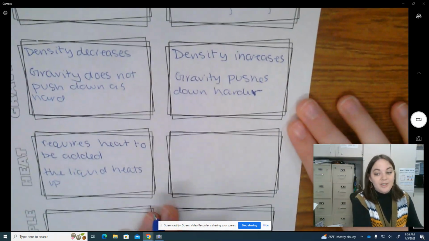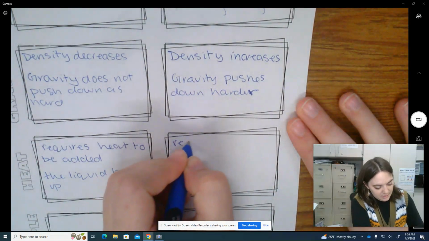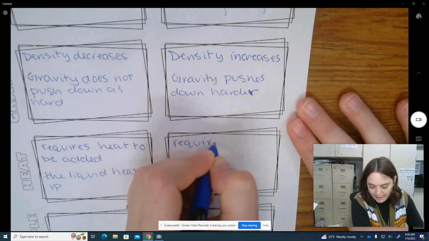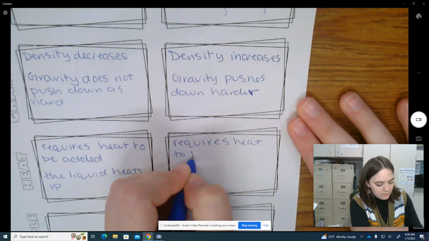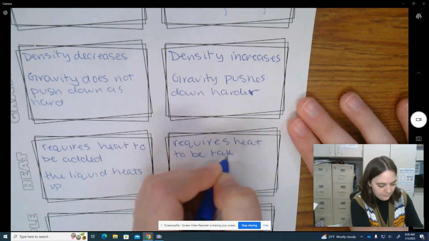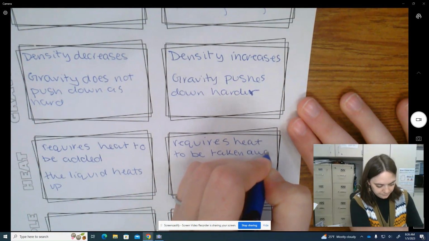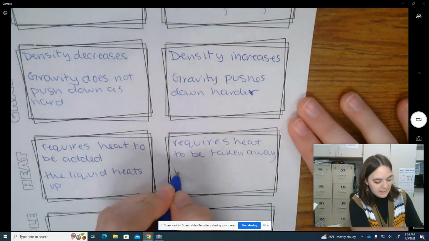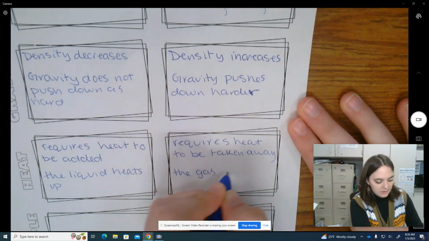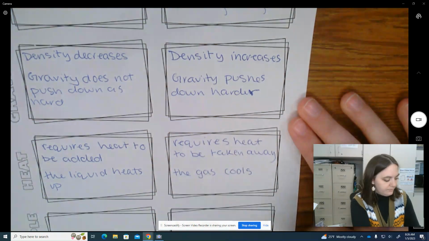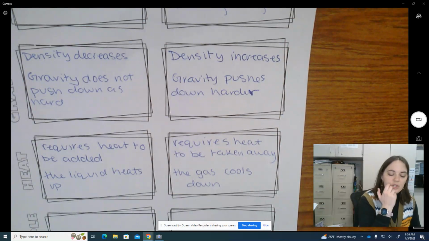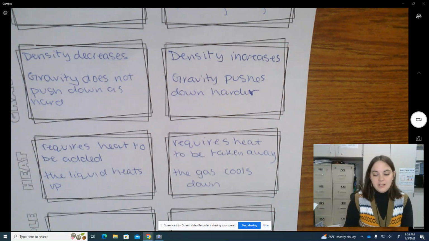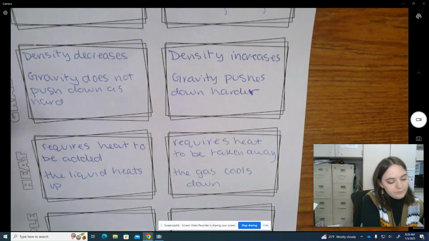For condensation, though, it's the opposite. Condensation requires heat to be taken away. So that means the gas cools down. So they're just the opposite of each other. Evaporation needs to heat up. Condensation needs to be cooled down.